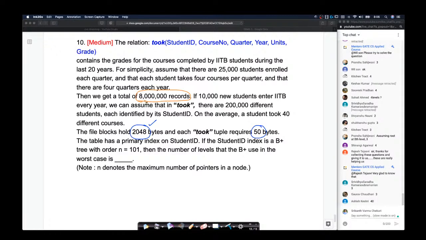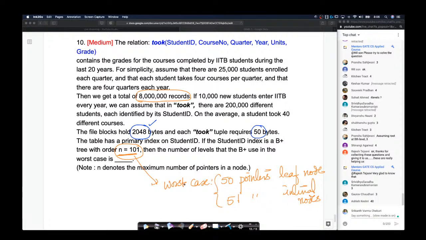What else are we given? 20 years, these many records, 10,000 students, all of that is cool. The B plus tree has order n equal to 501. What does this imply? In the worst case, you will encounter 50 pointers in the leaf node, and you will have 51 pointers in the internal nodes, not the root but the other internal nodes.